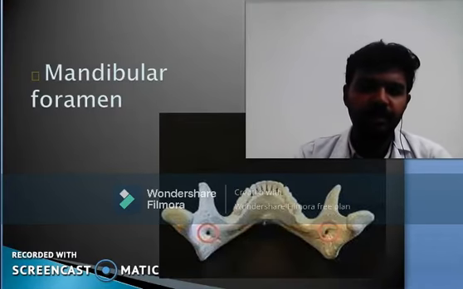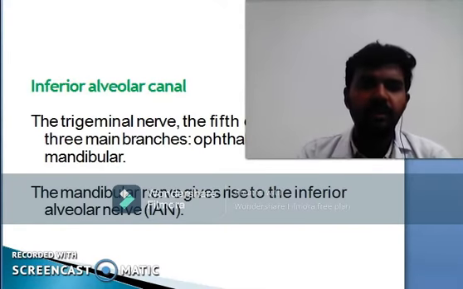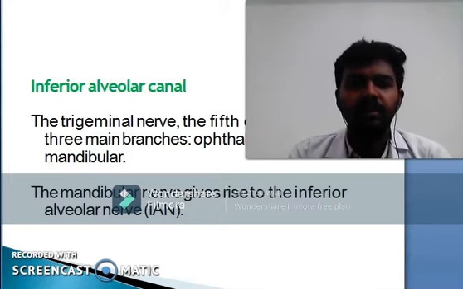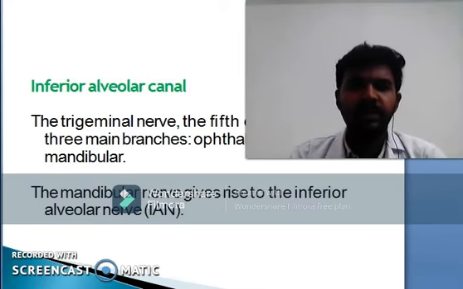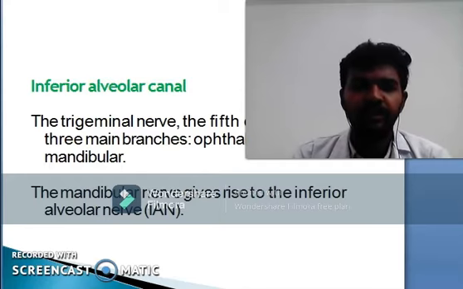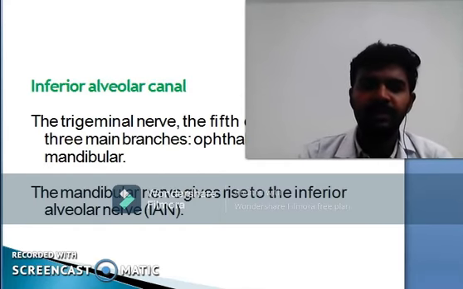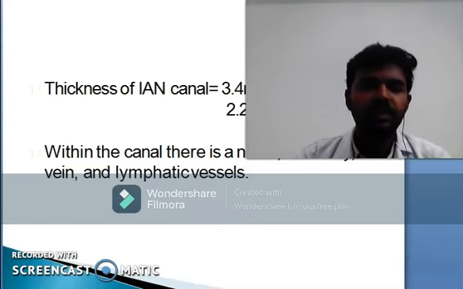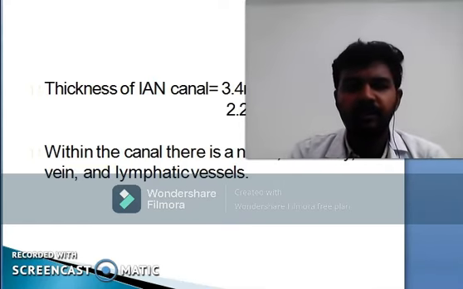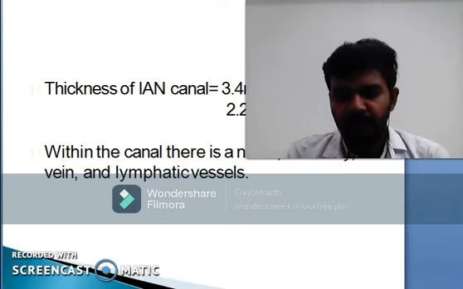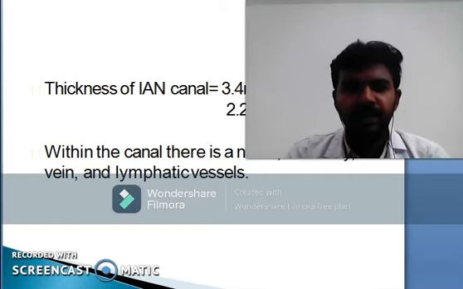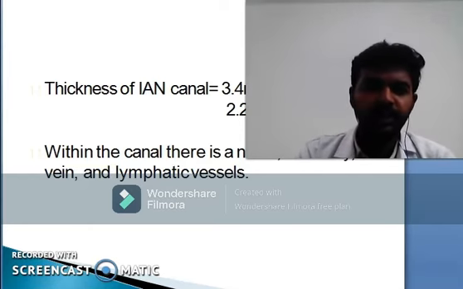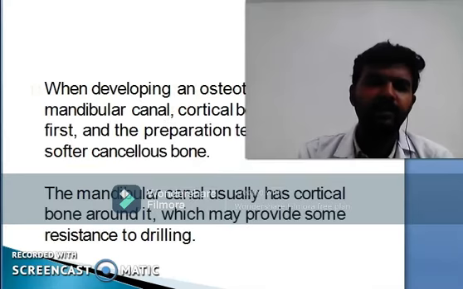This is the mandibular foramen in the mandible, and the inferior alveolar nerve canal. The trigeminal nerve, the fifth cranial nerve, has three main branches: ophthalmic, maxillary, and mandibular nerve, in which the mandibular nerve gives rise to the inferior alveolar nerve. The inferior alveolar nerve canal is 3.4 mm wide and 2.2 mm thick. Within the canal, there are a nerve, artery, vein, and lymphatic vessels.